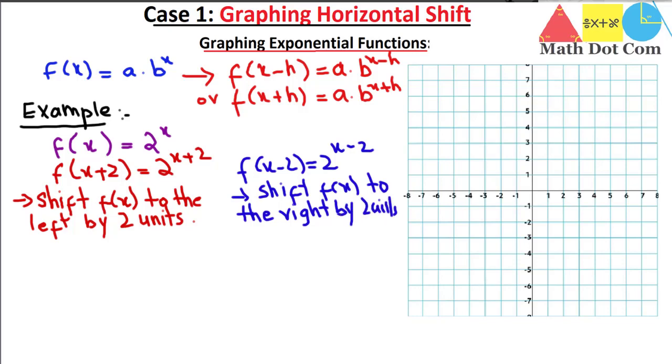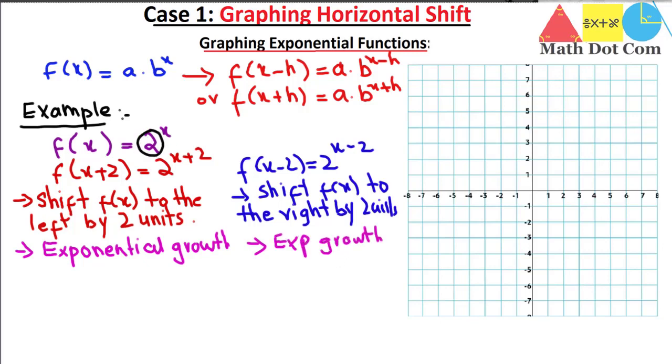Another important thing common to both of these functions, x plus 2 as well as x minus 2, is that the function will have exponential growth, because the base is 2, which is greater than 1. Whenever you have a base greater than 1, there will be an exponential increase in the function. If the base is between 0 and 1, there will be an exponential decay, as I told you in the previous lecture. These are the two main pieces of information everyone should know before plotting the graph.